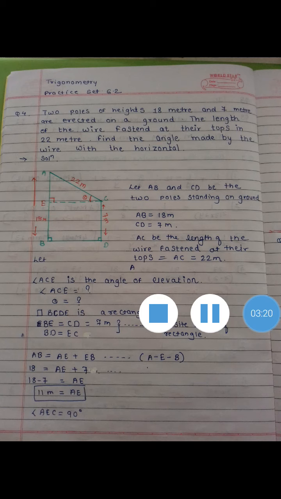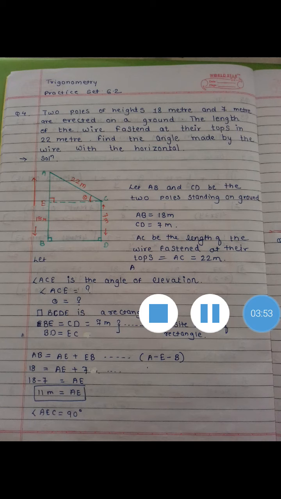Distance between buildings like this, but here instead of that, the theta angle is not given and the lengths are given. So from the lengths we have to find the theta angle. That's why it is not mentioned which degree of angle is made when the wire is fastened between the two poles. So that angle we have to find out. Theta is equal to, I marked there a question mark, that is nothing but angle ACE is equal to the question mark.